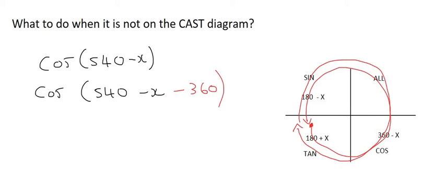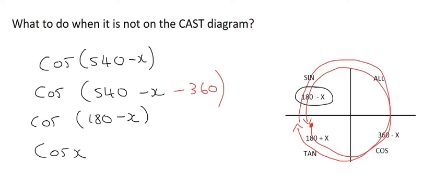Now it's simply a case of simplifying that bracket, putting all the like terms together, and so what you end up with is 540 minus 360, which is 180, and so we end up with the cos of 180 minus x. And look at this. This is something that is on our cast diagram, and so we can comfortably say that that equals cos x, and then we should just see, is cos positive or negative in that quadrant? Well, it's negative because that's sin's quadrant. And so the answer to that whole problem becomes minus cos x.